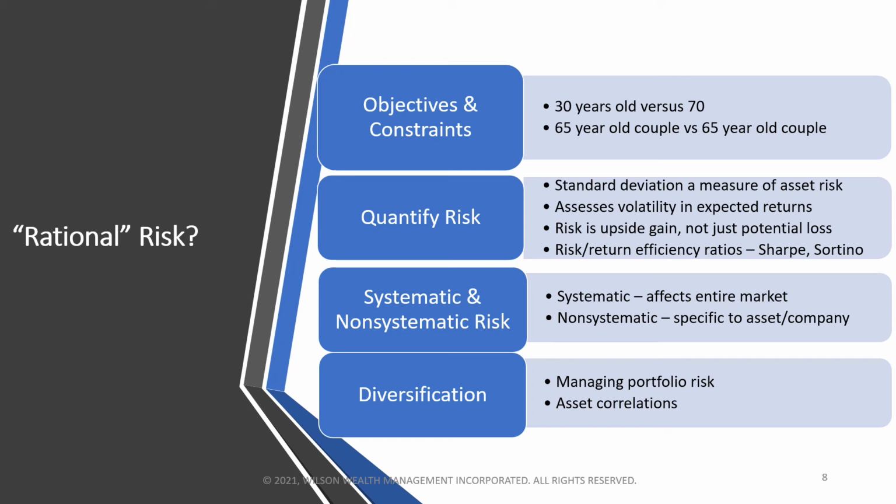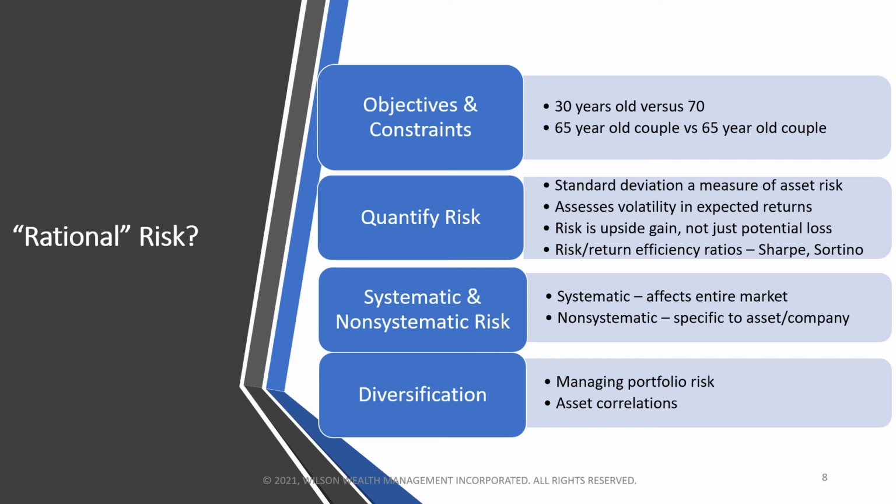Becoming more rational means better quantification of the risk. We previously looked at standard deviation being a classic quantified measure of asset risk, assessing the volatility in the expected returns of an investment. Risk is both upside, not just potential loss. And we looked at risk-return efficiency ratios like Sharpe and Sortino.